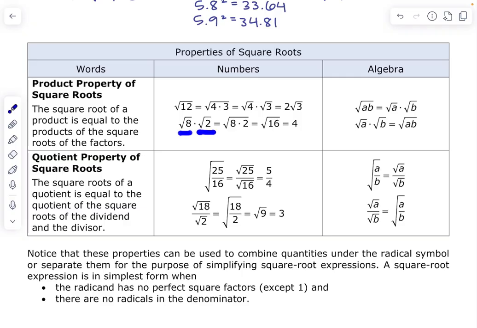That also works the opposite way. So if I have two radicals that are being multiplied, I can combine the radicals to be the product. And in this case, 8 times 2 gets me the square root of 16, which is 4.